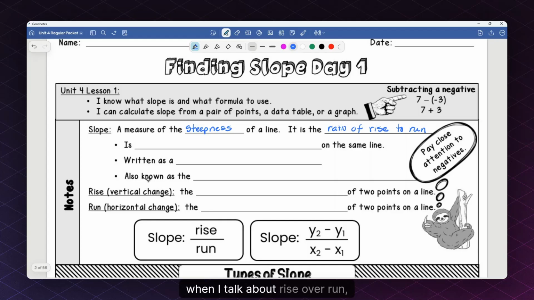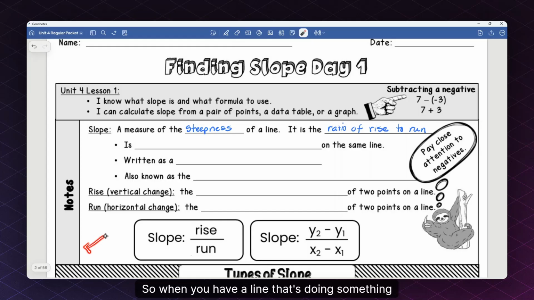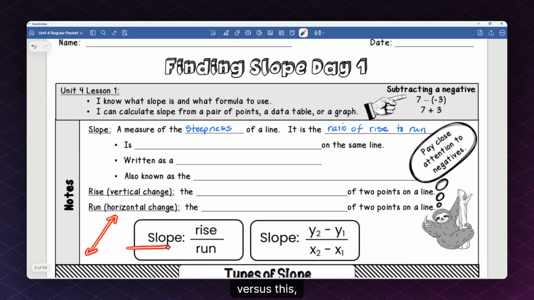Now, when I talk about rise over run, this is the ratio of rise to run. We're talking about a fraction here. Rise over run is a fraction, and so we can also think of it as a ratio. When you have a line that's going up a certain amount and over a certain amount, that ratio is slope. The steeper the line, like this versus this one, the higher the slope, because it's more steep.